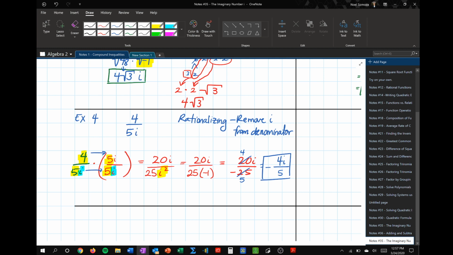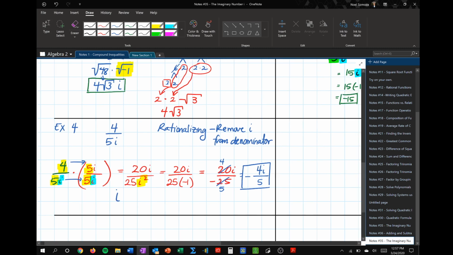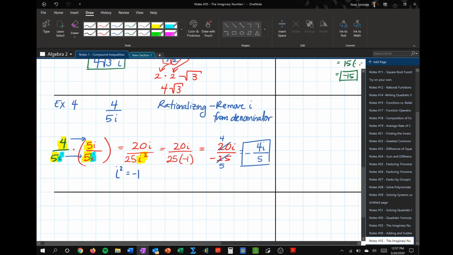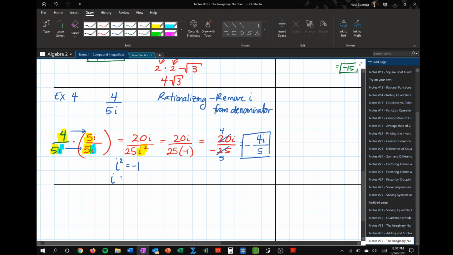The fact that i squared is equal to -1 comes from the fact that i is equal to the square root of -1. So if I were to square both sides, follow with me here, i squared, well, what happens here with the square root and the square? These are inverses of each other, so they cancel out. So what's left over? It's a -1. So i squared is equal to -1. That's why I'm allowed to make the substitution from here to there.